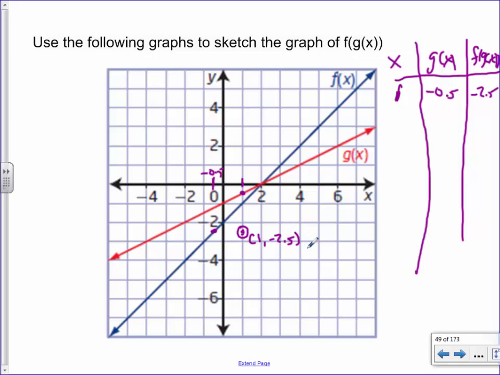Let's try another one. Let's go 2. So find 2 as an x value, so right here. And fortunately, either way, 2 gives us an output of 0. Does that work?